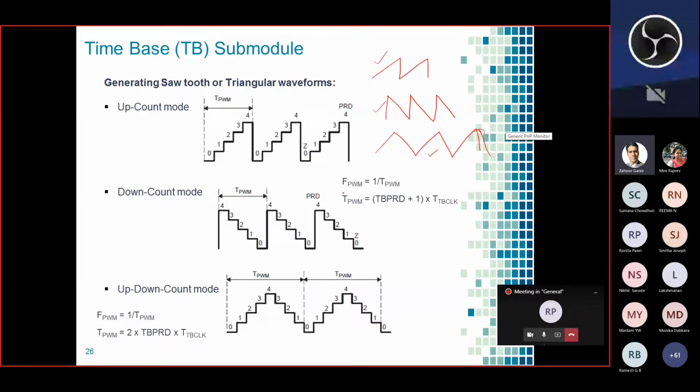And the time period will be calculated like this: (TB period value plus 1) multiplied by the time-base clock. And the time-base clock we can define in the program. The inverse of this TPWM will give you the frequency, that is the switching frequency. This formula applies for both up count and down count, whereas for the triangular waveform in up-down count mode, it will be 2 into TB period into time-base clock.